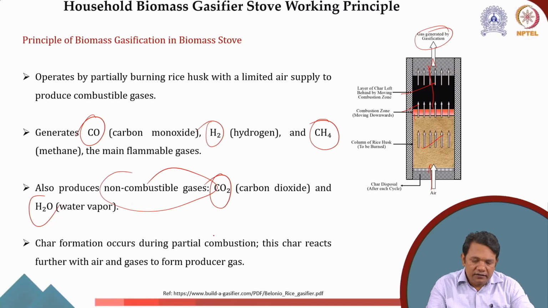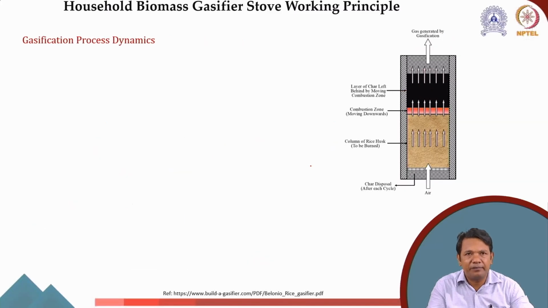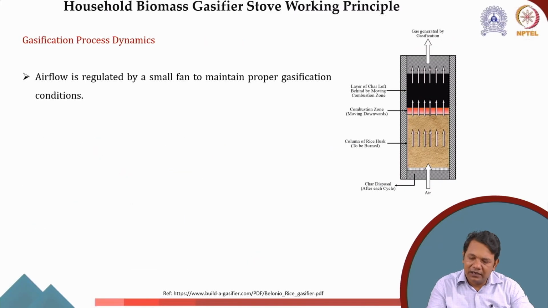The char formed during partial combustion reacts further with air and gases to produce the producer gas or syngas. If you look at what happens, it's not just combustion, as I told you; a lot of processes happen, and that includes drying, pyrolysis, oxidation, and reduction, which I will discuss.